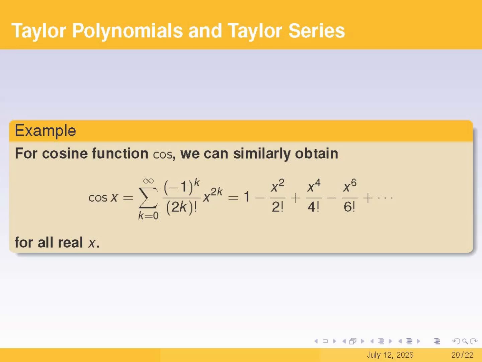In this example, we are going to derive the Taylor series for the cosine function, which, of course, is also a Maclaurin series. You can see the actual form of the series shown right here on the screen.